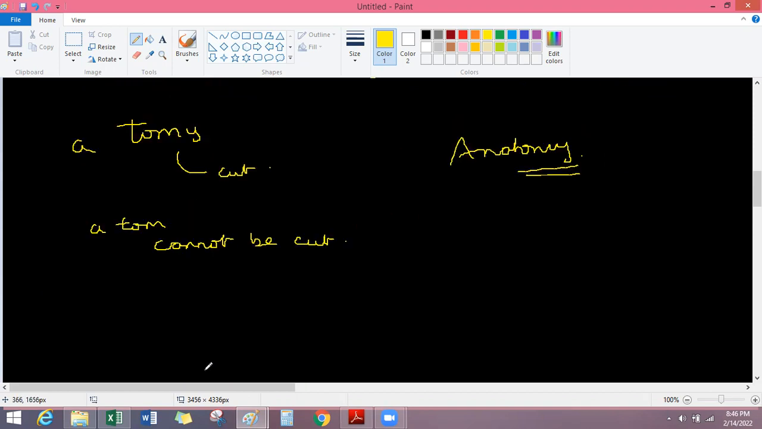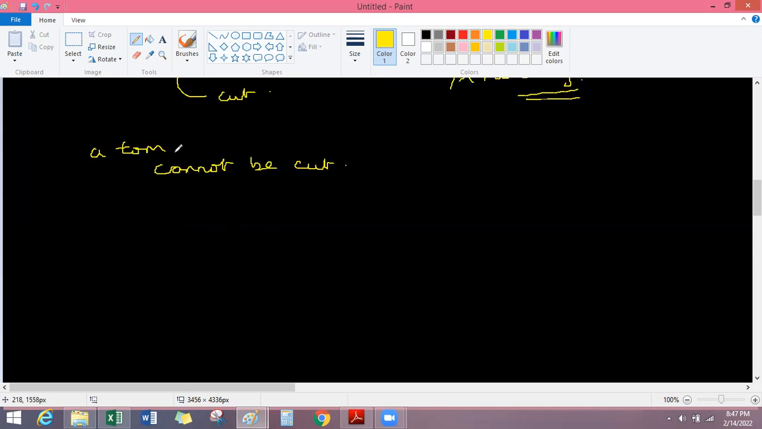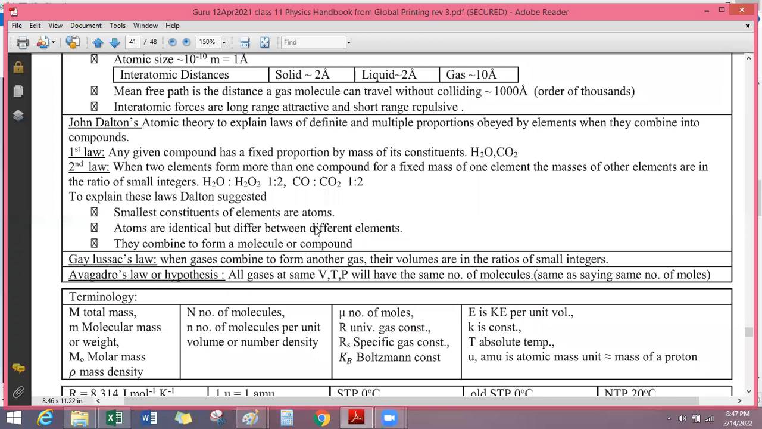At Dalton's time, around the 1800s, he assumed that the atom is the smallest particle of a substance. You cannot make it smaller than that, the building blocks of a substance. Of course, 100 years later J.J. Thomson discovered the electron, then the proton, and then the neutron. Slowly we know there are a lot of subatomic particles, so the atom is not the smallest particle. But the name has been there for a long time, so we don't change it. Smallest constituents of elements are atoms. Atoms are identical but differ between different elements. They combine to form a molecule or compound. You know all these things already.